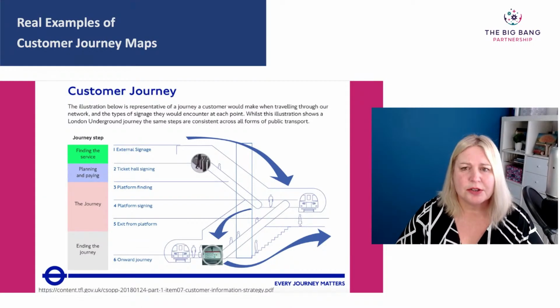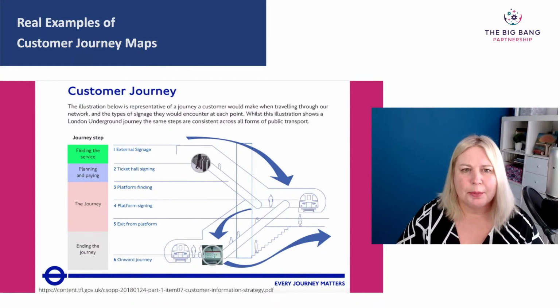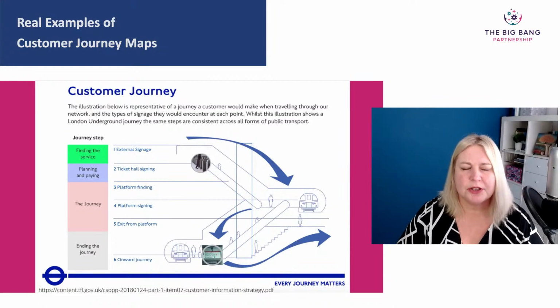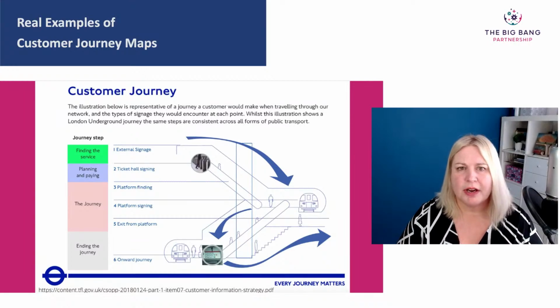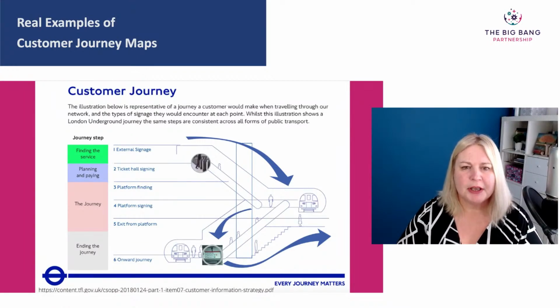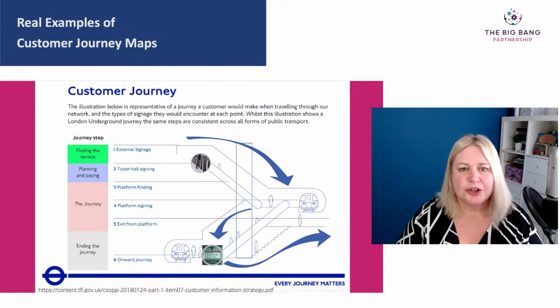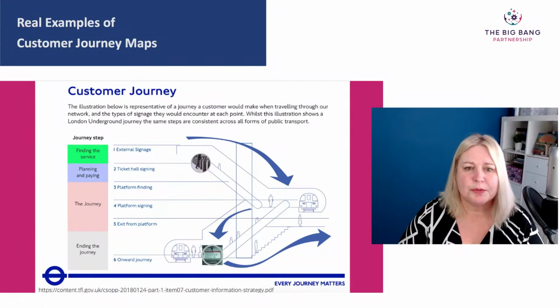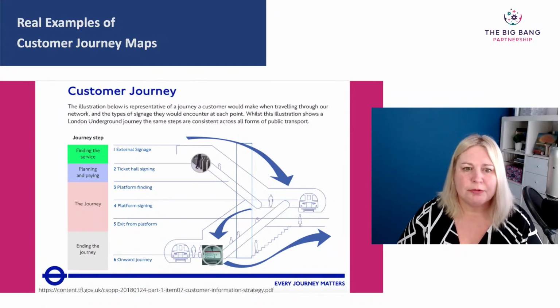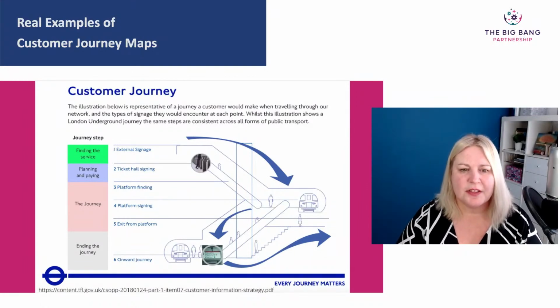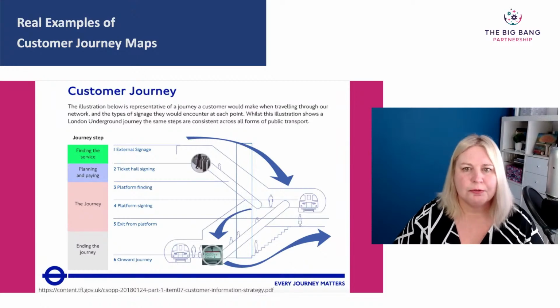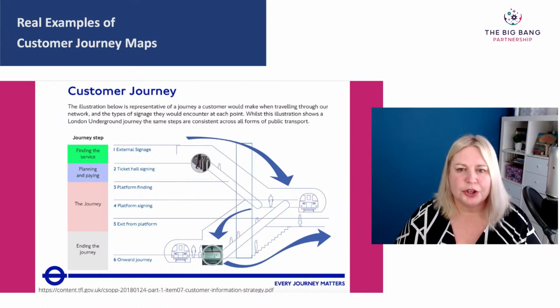I'm going to start off with a very simple map, which is one from Transport for London on the journey through to a London Underground station, the Tube. The journey is finding the service with external signage, planning and paying using ticket hall signage, the journey itself, how you find the platforms and get on and off the platforms using signage, and then ending the journey and moving on and finding where you need to go when you leave the Tube.